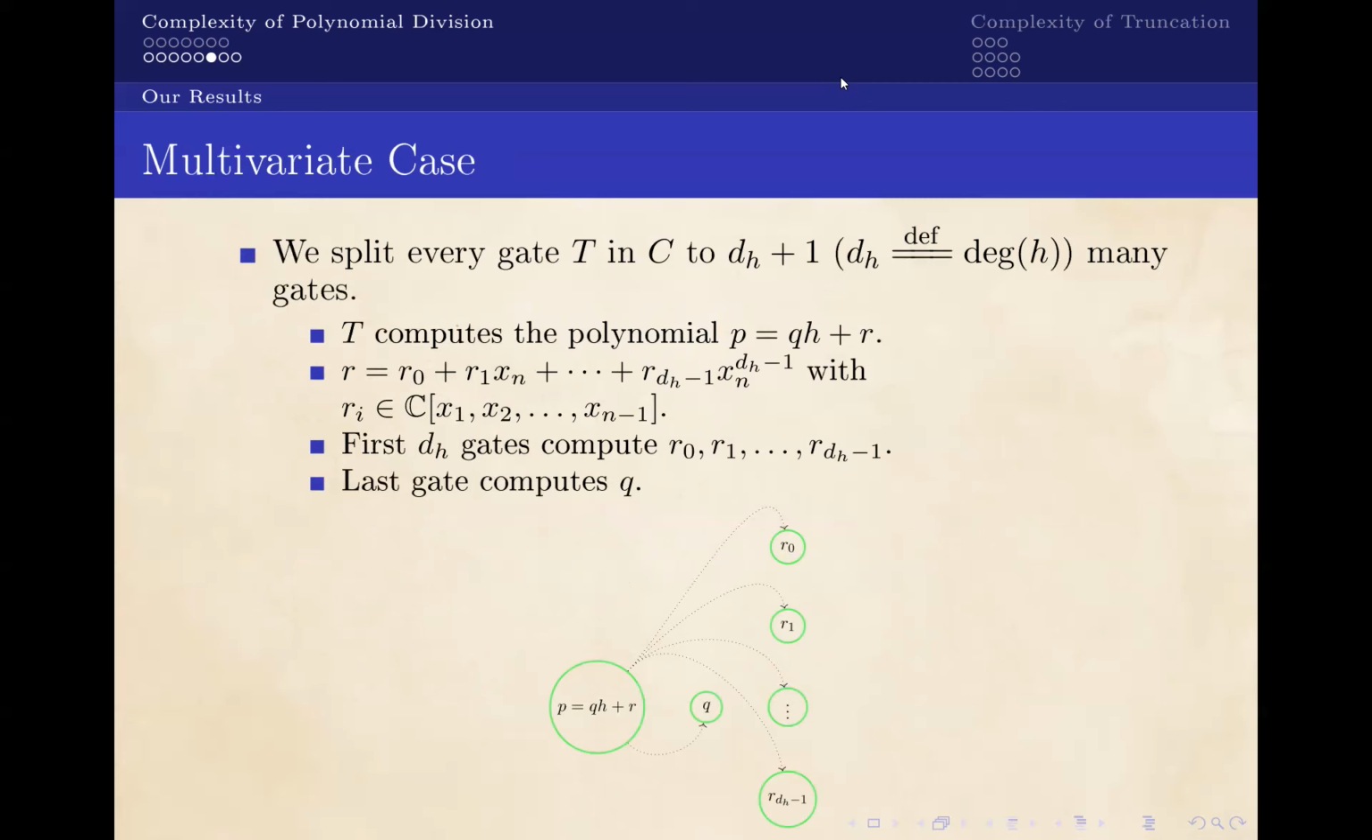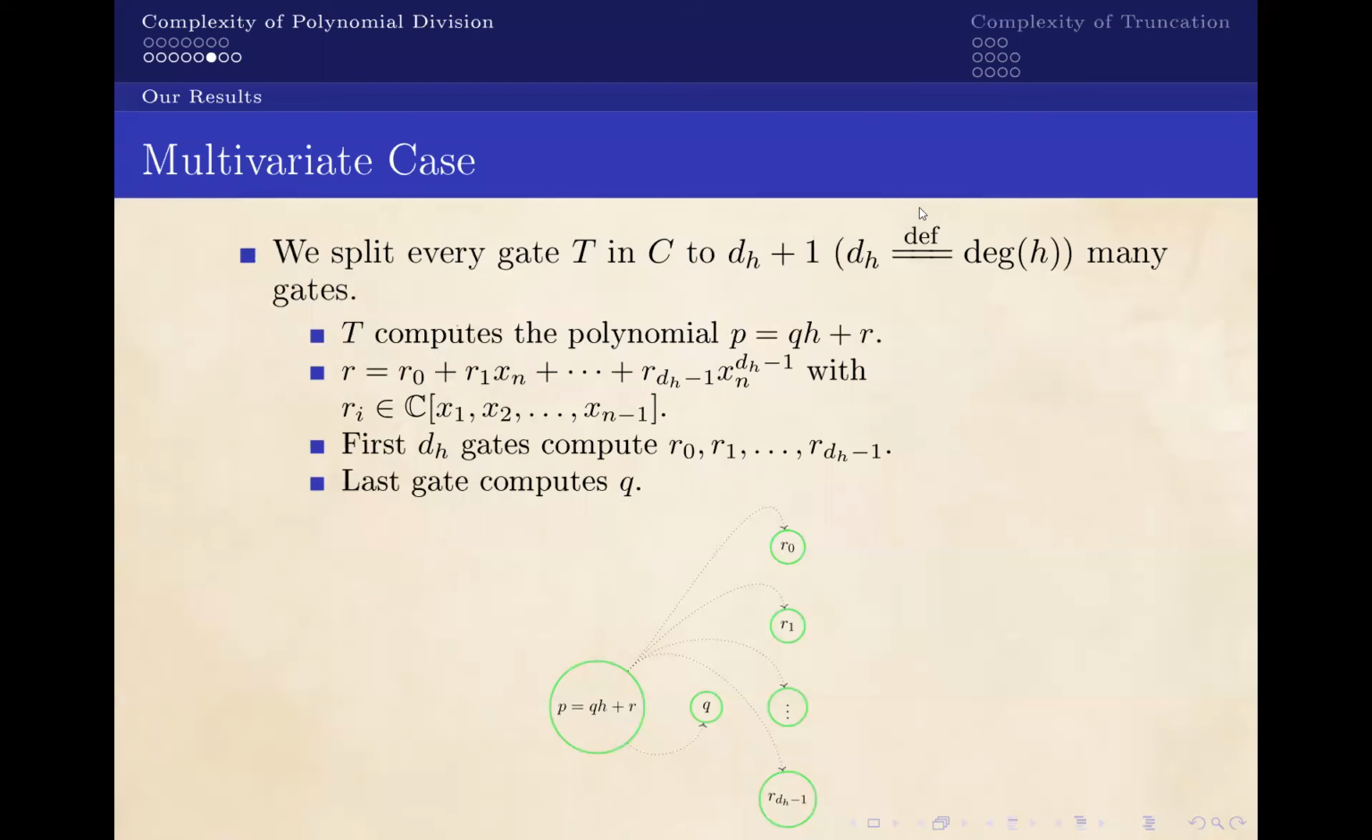In the unit case, we split every gate into two gates, one computing the remainder and another computing the quotient. So here we cannot do exactly the same. So what we do is that instead of just computing remainder and quotient, we compute the quotient as it is, as we are doing in the unit case. But now the remainder.